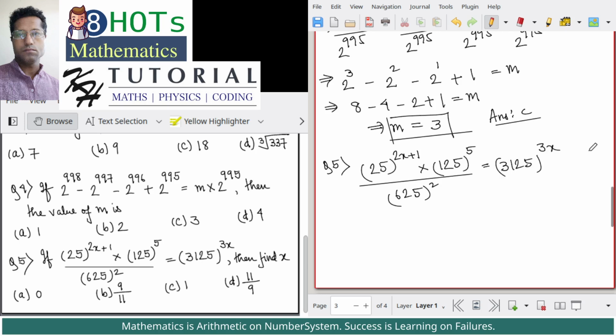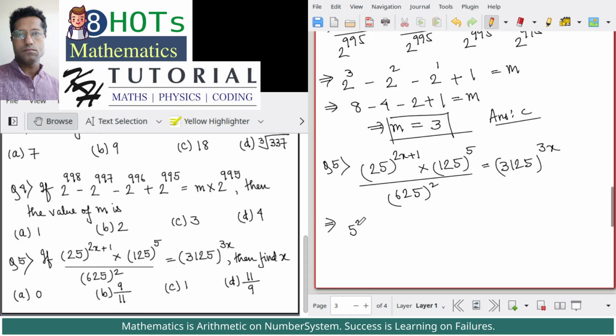Now clearly you can see that both the LHS and RHS can be easily converted into a single exponential term with base 5, because all the bases you can see are 25, 125, 625 and 3125. I hope they can all be converted as a power of 5. And you can see that the unknown x is in the powers. Okay, so what is 25?